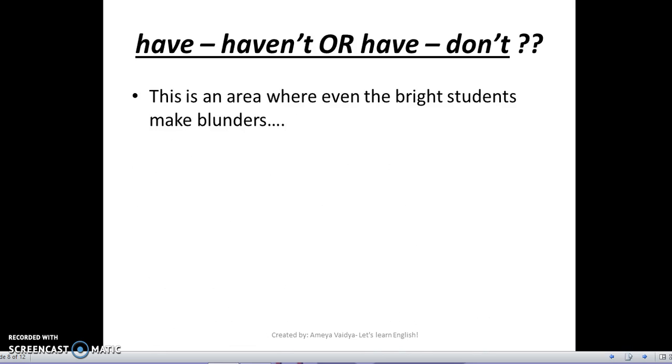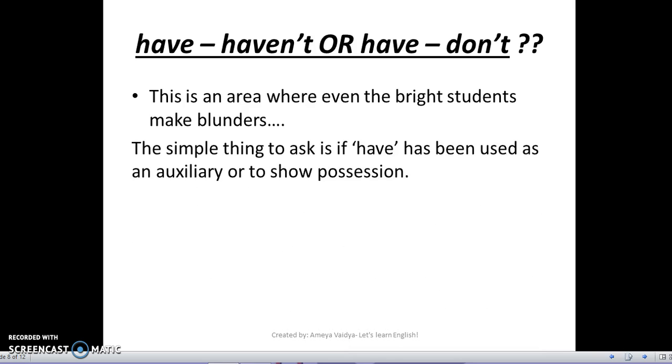So look at the following. And of course, let me say that this is the area where even bright students will make blunders. And the simple way is to learn from this video how not to fall in that trap. The simple thing is to ask if have has been used as an auxiliary or to show possession. Example, they have a lovely bungalow.